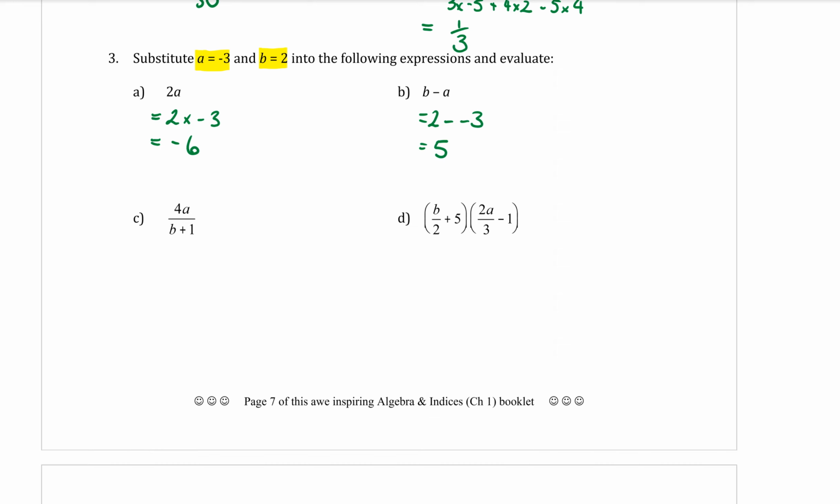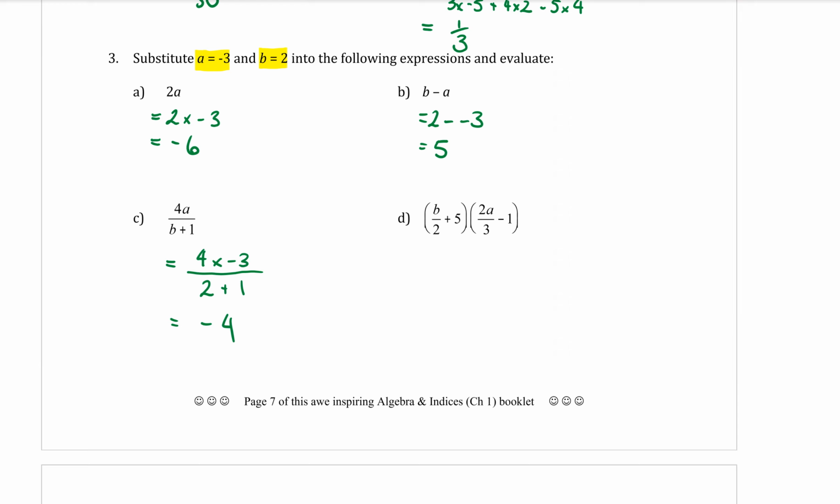C, substitution line first. So on the top, 4A means 4 times by minus 3, because A is minus 3. On the bottom, we have B, which is 2, plus 1. Type it in the calculator. Got an answer? What did you get? Negative 4. Yeah, very good. Negative 4.